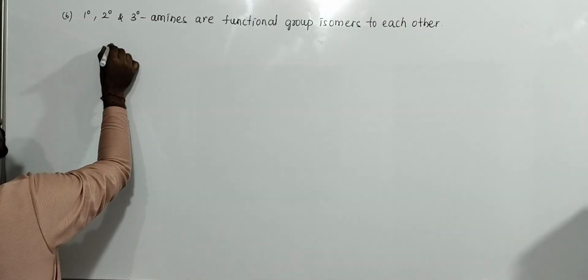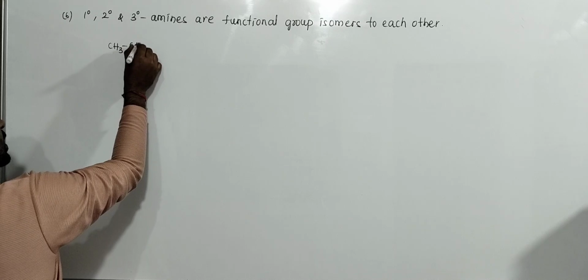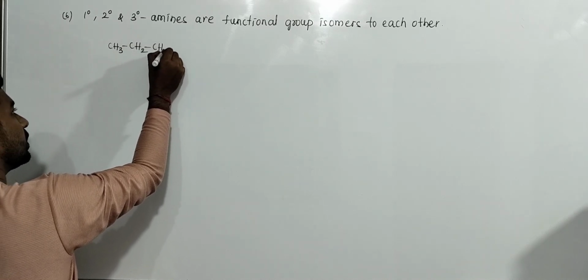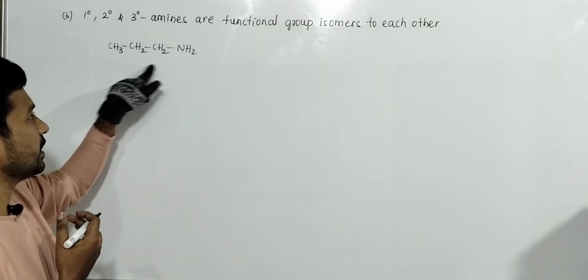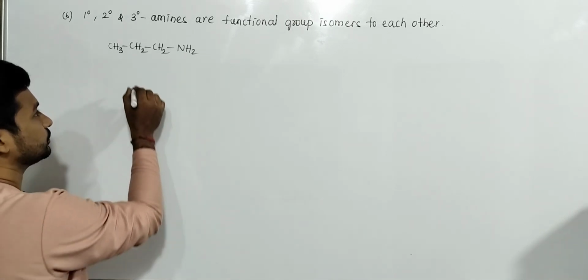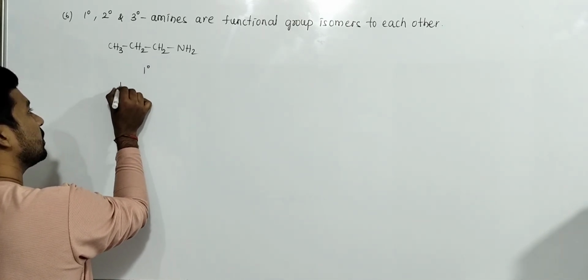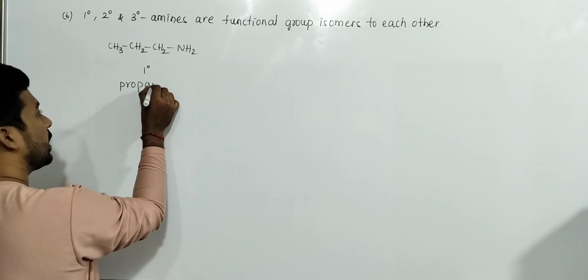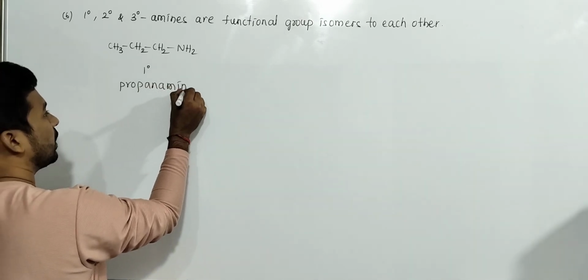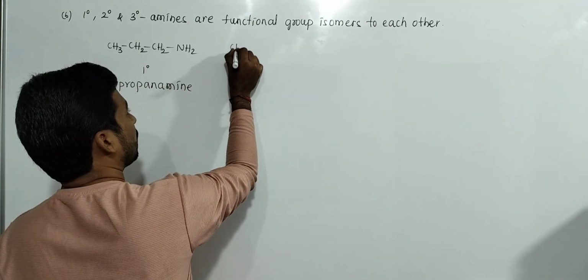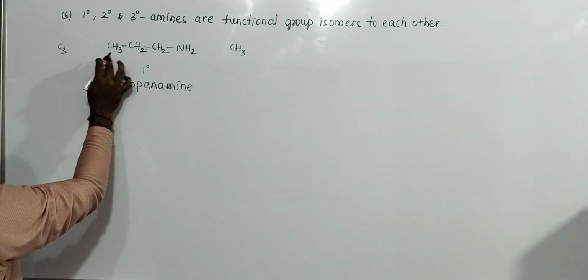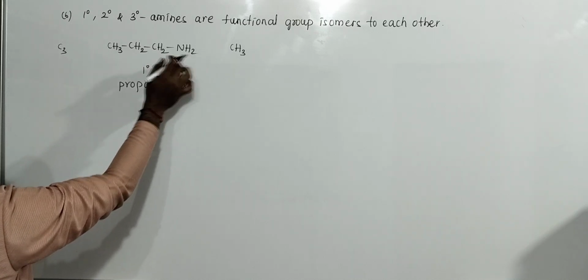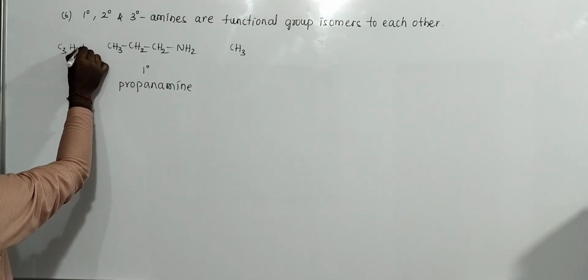Example, propanamine, CH3CH2CH2NH2, primary amine. Only one hydrogen of ammonia is replaced by an alkyl group, so it is a primary amine. Name is propanamine. Next, with the same molecular formula, how many carbon atoms? 3 carbon atoms, 1, 2, 3. Hydrogen atoms, 7 plus 2, 9. And the nitrogen is 1.